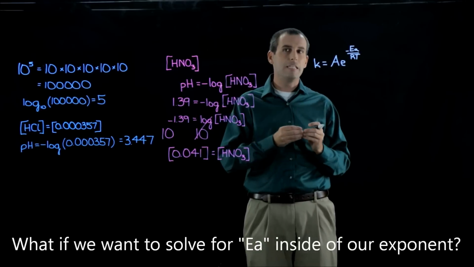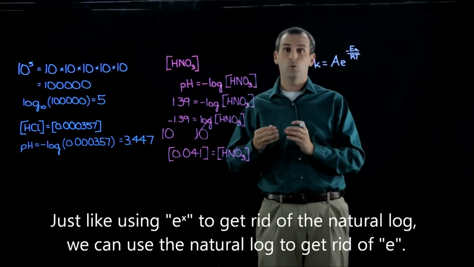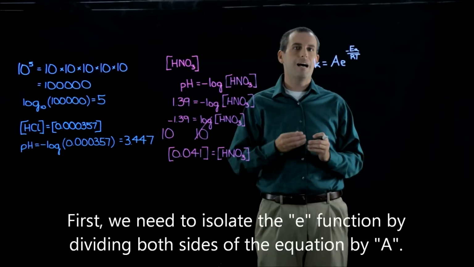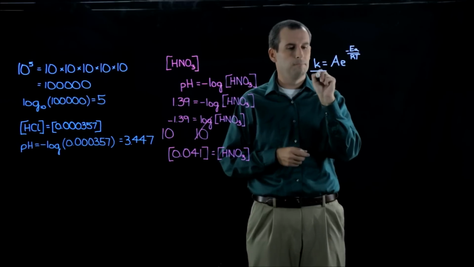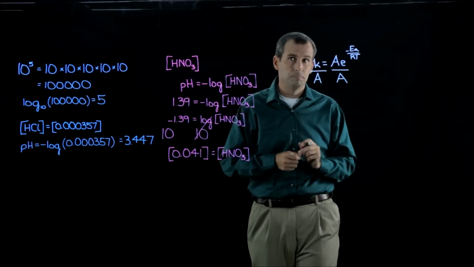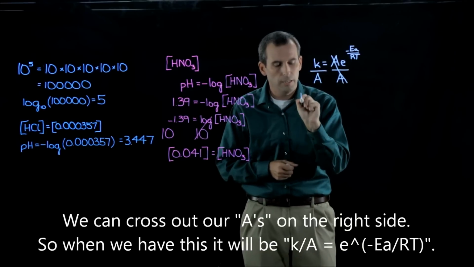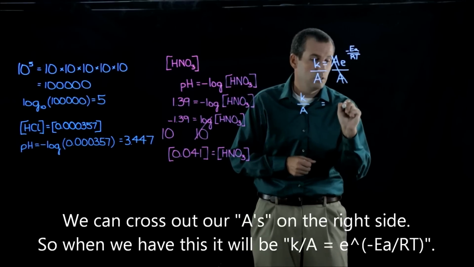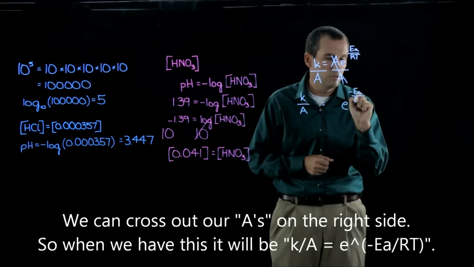What if we want to solve for Ea inside of our exponent? Just like using e to the x to get rid of the natural log, we can use the natural log to get rid of e. First, we need to isolate the e function by dividing both sides of the equation by A. We can cross out our A's on the right side. So when we have this, it will be k over A equals e to the negative Ea over RT.